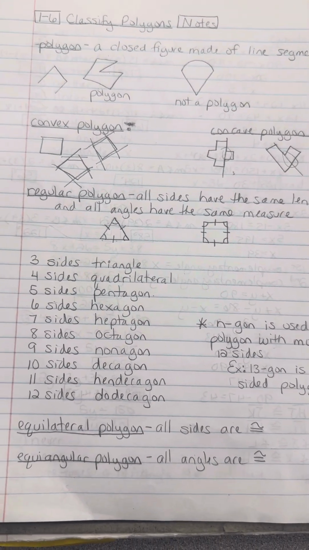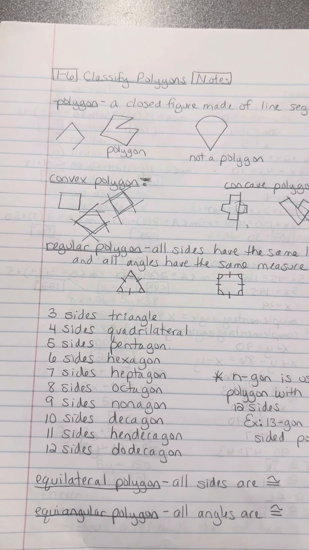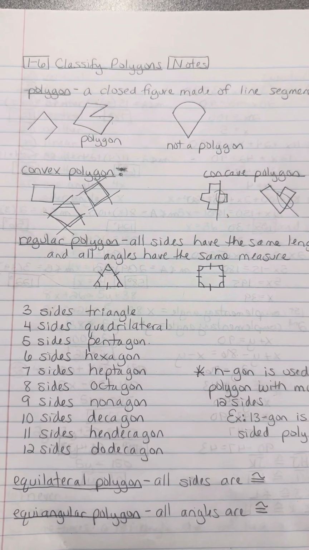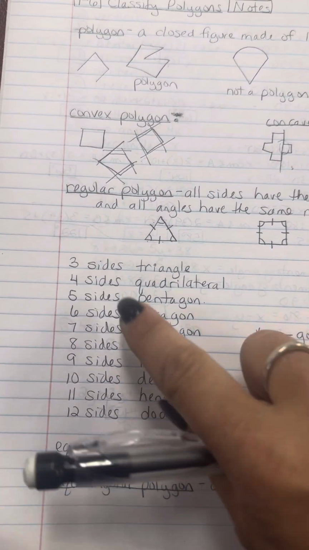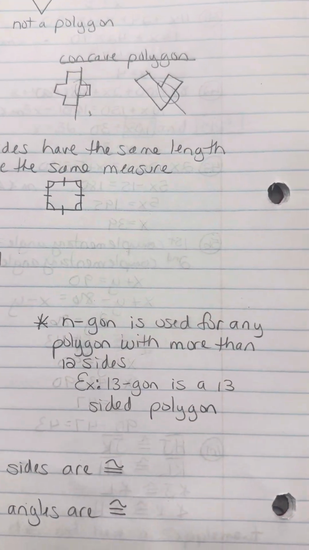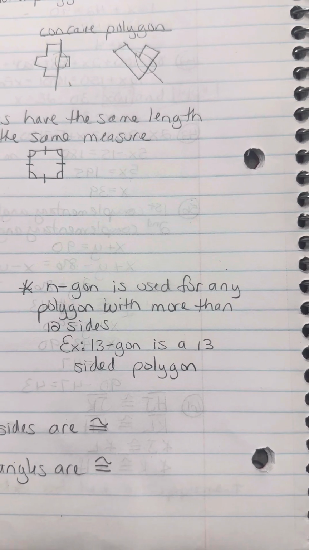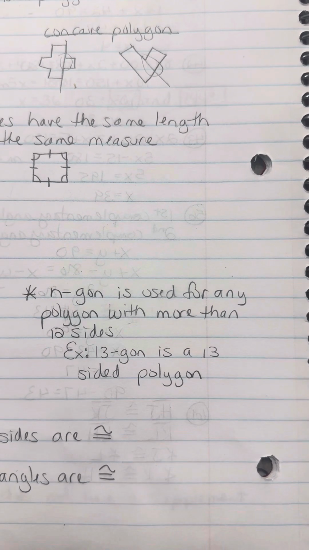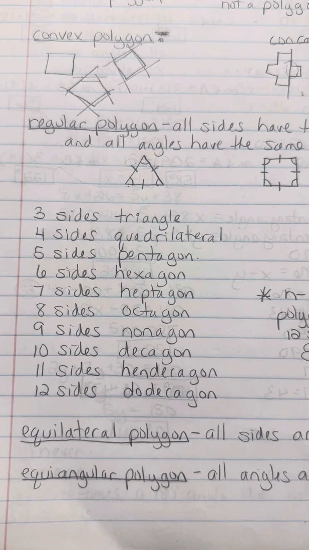I want you to know the formal names of figures up to 12. After 12, there are formal names, but I'm not going to ask you to memorize them. So I'd like you to know these names. After 12, we can call it an n-gon. So let's say a 13-gon is a 13-sided polygon, or a 15-gon is a 15-sided polygon, or a 32-gon is a 32-sided polygon. So memorize these. Remember, these are not necessarily regular.